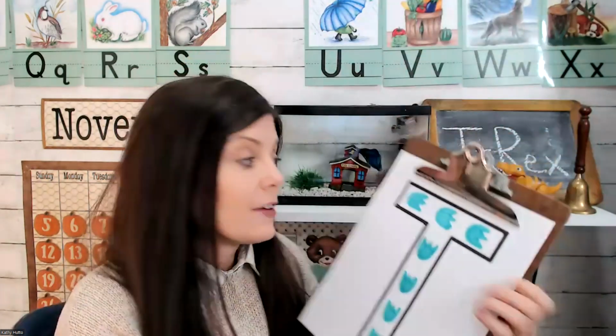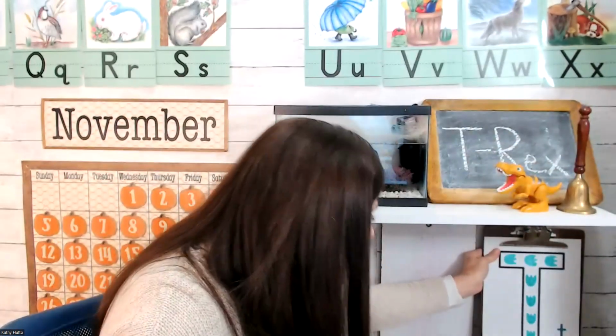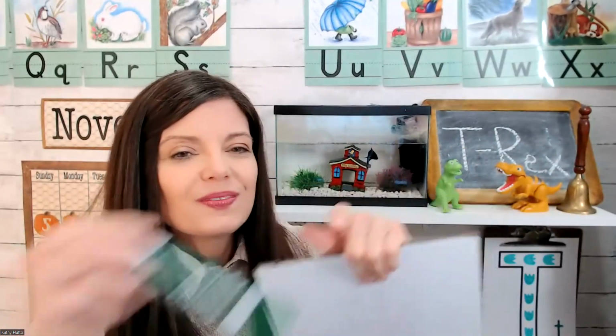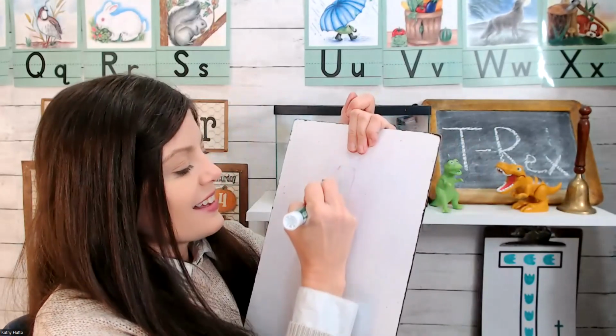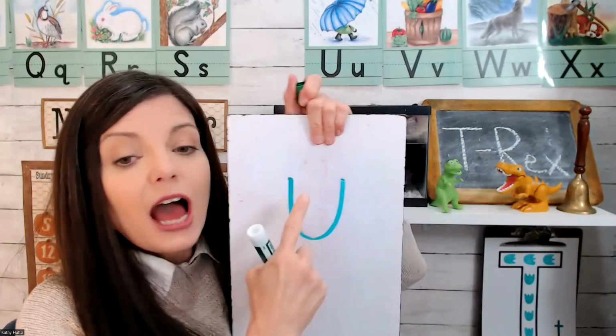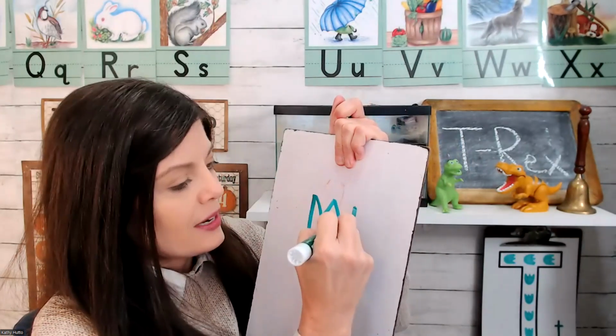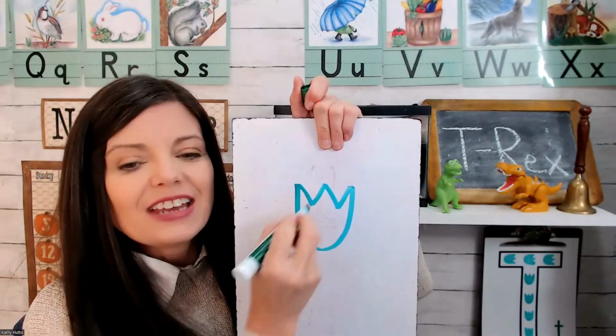Let me show you how to make a footprint. So all you have to do is just make the letter U. And then at the top of the U, make a W. Down and up and down and up. And there you have it. And you can color it in. And that's an idea for decorating your letter T today.